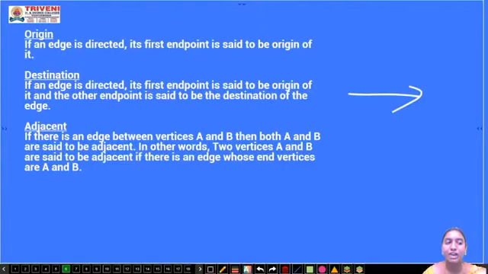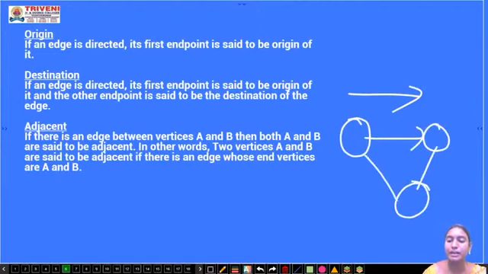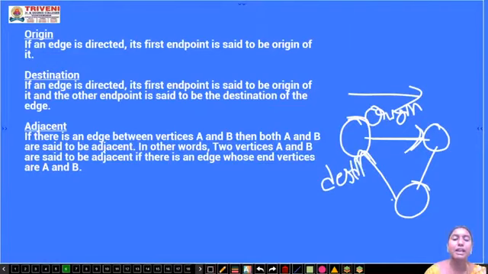And destination: if an edge is directed, its first endpoint is said to be the origin of it, and the other endpoint is said to be the destination of the edge. That is nothing but, from here, if another node is placed so that this is the starting point, it starts from here, and if the edge is shown, we call this the origin. Finally, when it reaches somewhere and an arrow symbol is placed there, that is the destination of the node.